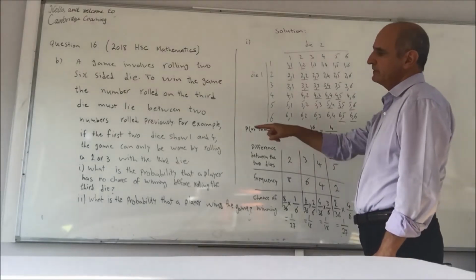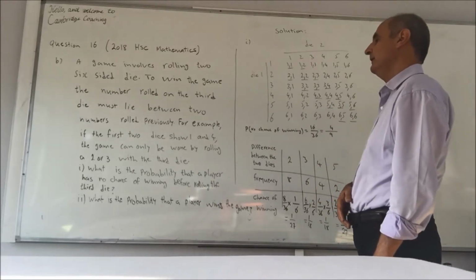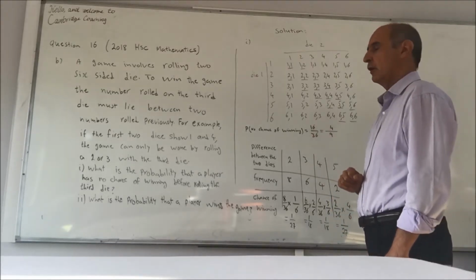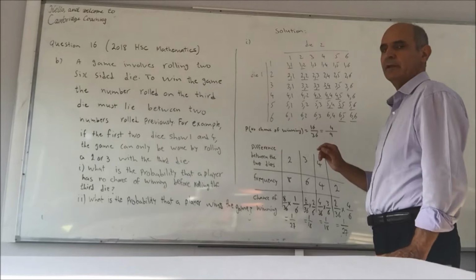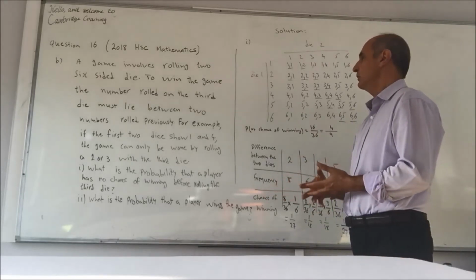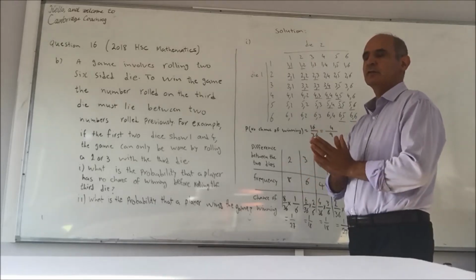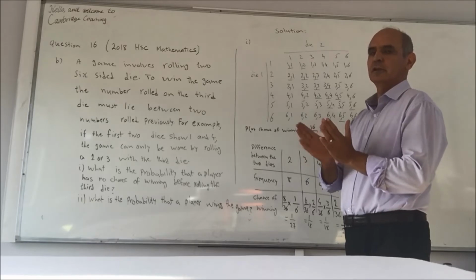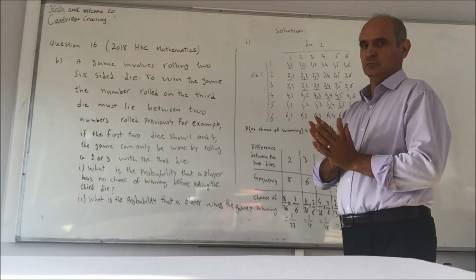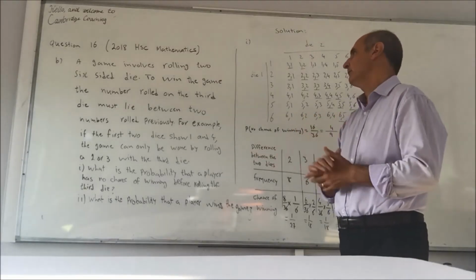Now, the first part of the question is asking what is the probability that a player has no chance of winning before rolling the third die. For this to happen, when you throw the two dice together, they have to be either the same number, because there is no number between two same numbers, or the two numbers should differ only by 1.